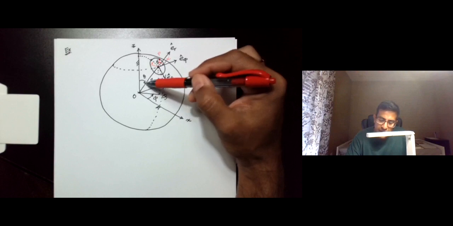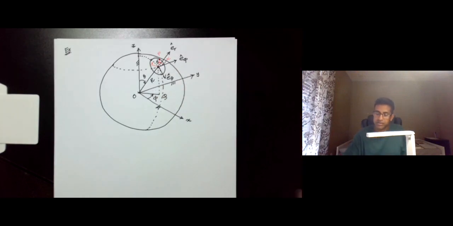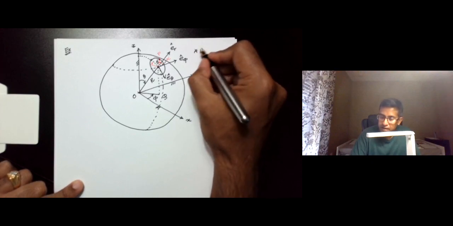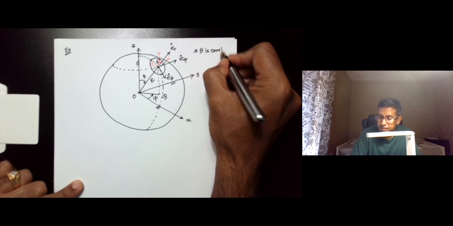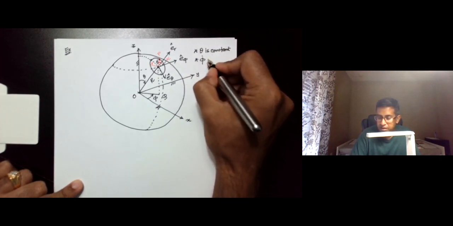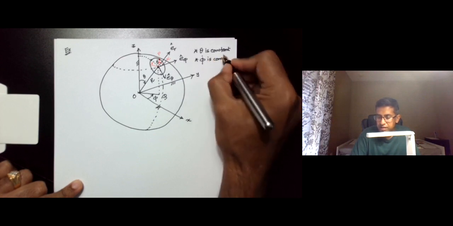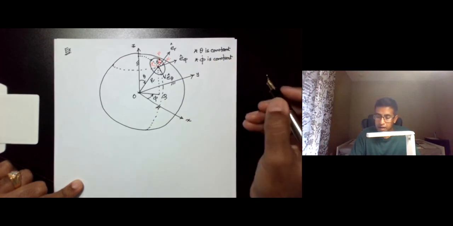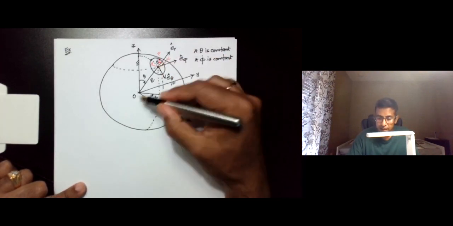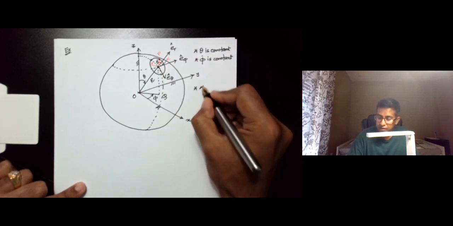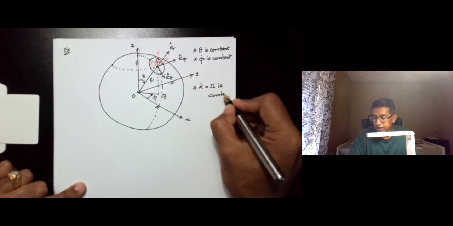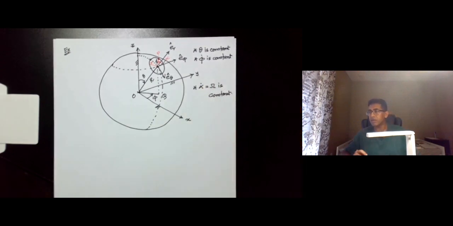The angle theta in this problem remains constant. So let me say that theta is constant. It is also given that phi dot is constant, and furthermore, the spinning of the disk about this bar, which is alpha dot, is also a constant, and alpha dot is referred to by capital omega.